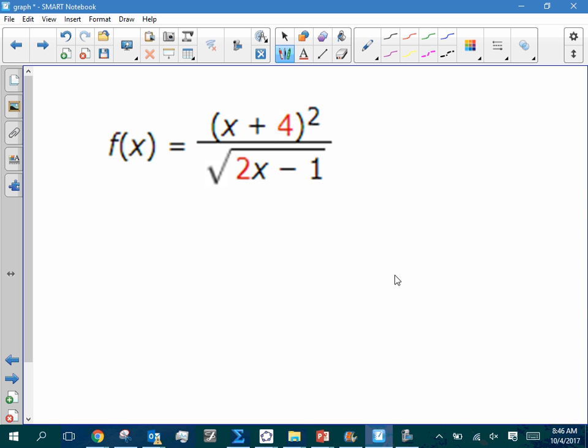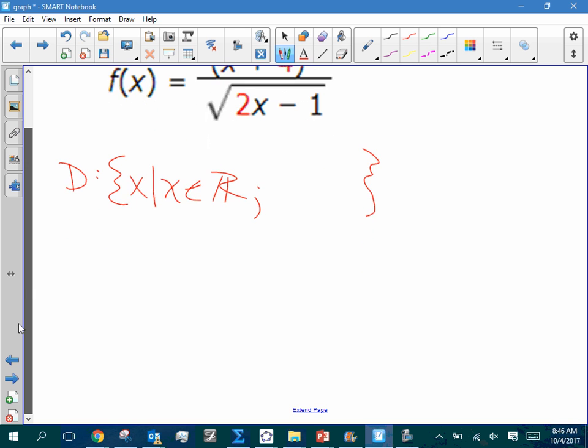But when I look at the denominator, okay, the domain is x such that x is an element of all real numbers, but now we're going to have to kick some stuff out because of that denominator. What kind of numbers can you take the square root of? Positive numbers and 0. So initially, we're going to say that that denominator, square root of 2x minus 1, has to be greater than or equal to 0.